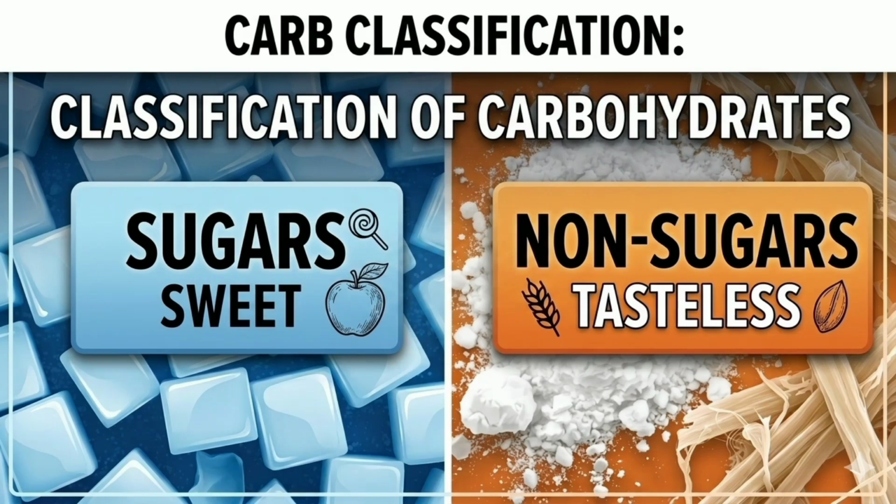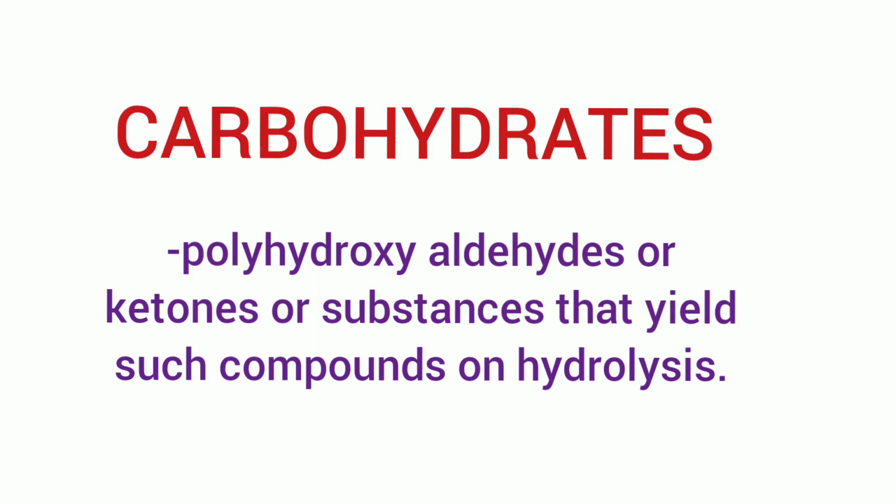Welcome back. In our last video, we learned about what biomolecules are. So today we are going to learn about the classification of carbohydrates. So what are carbohydrates? Carbohydrates are polyhydroxyaldehydes or ketones, or substances that yield such compounds on hydrolysis.